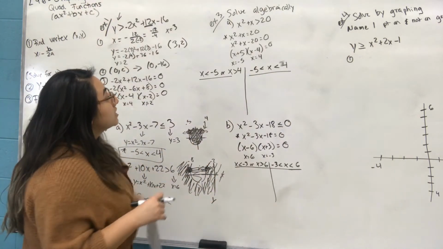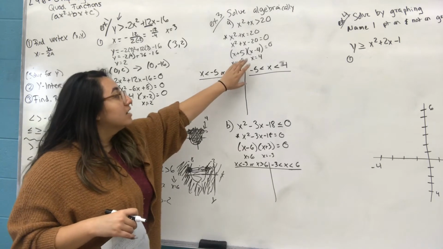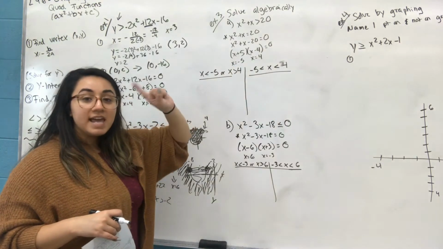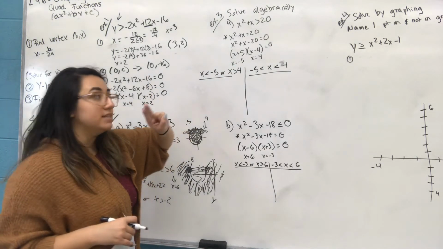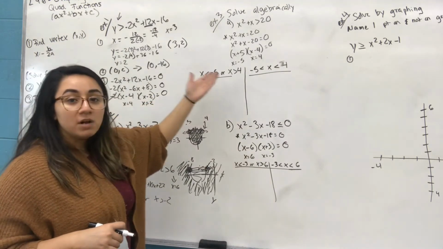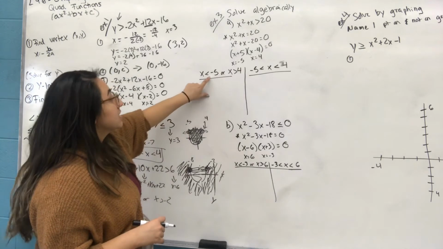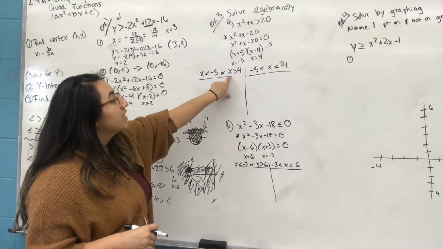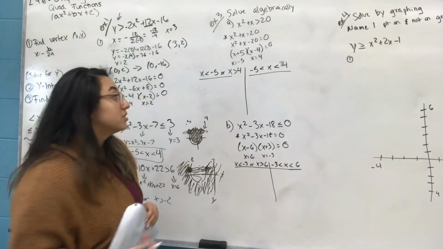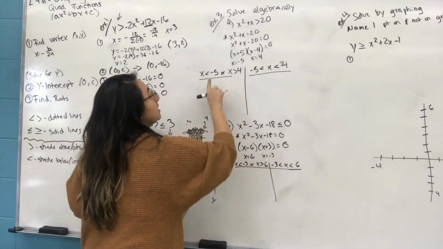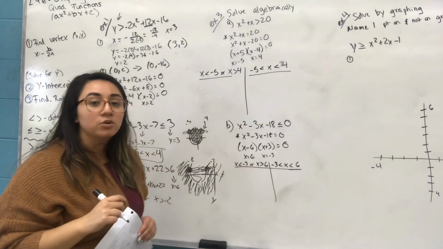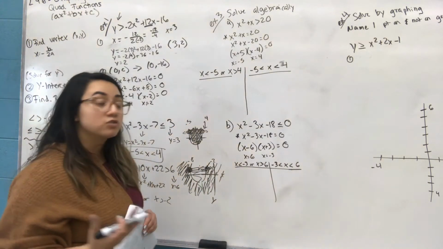Now, for this, I'm going to apply two different methods, the and method and the or method, meaning x is less than the smaller number. In this case, the smaller number is -5. So x is less than -5, or x is greater than the larger number. The larger number in this case was +4, meaning you're choosing an x value and testing it out to see if it actually works.